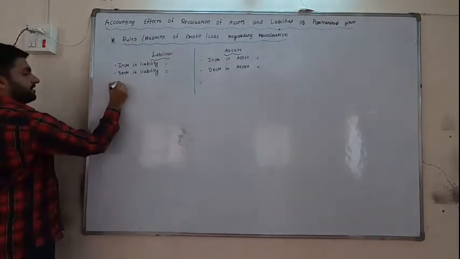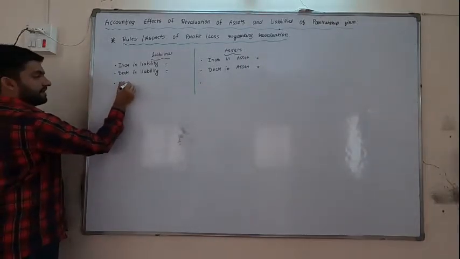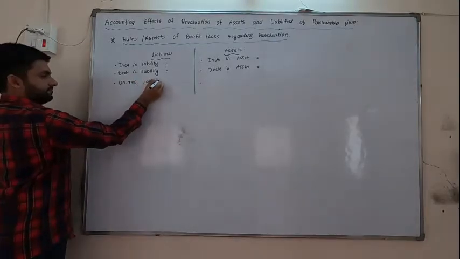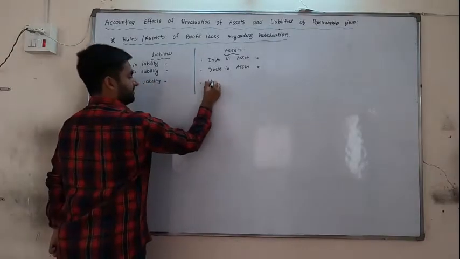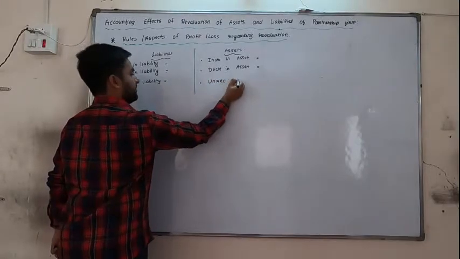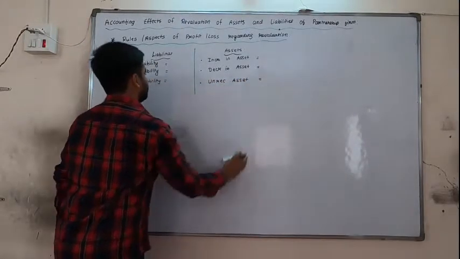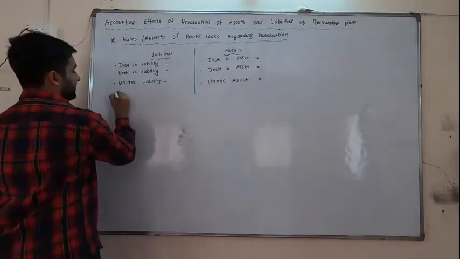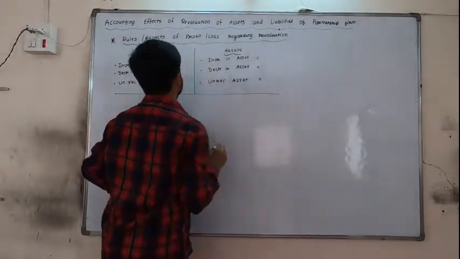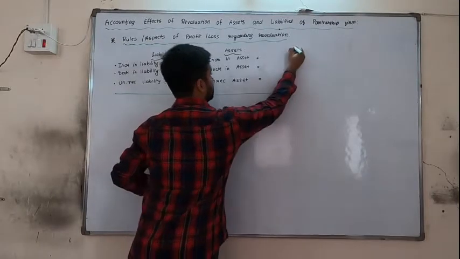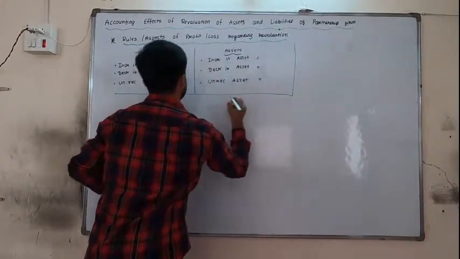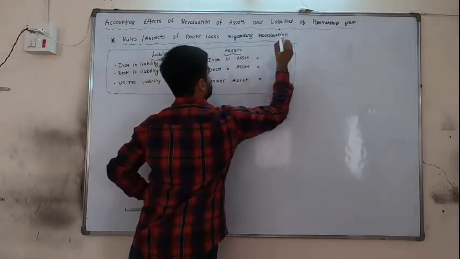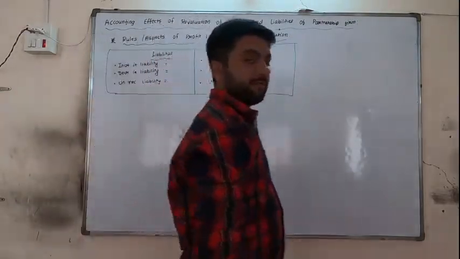Then liability can be unrecorded. UNREC means unrecorded liability and unrecorded asset. So for these 6 cases, we need to know when we are getting profit and when we are getting loss. For these 6 aspects, we need to see when the business is getting profit or loss. We will try to understand.